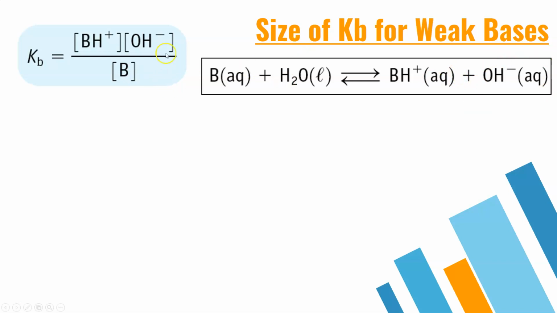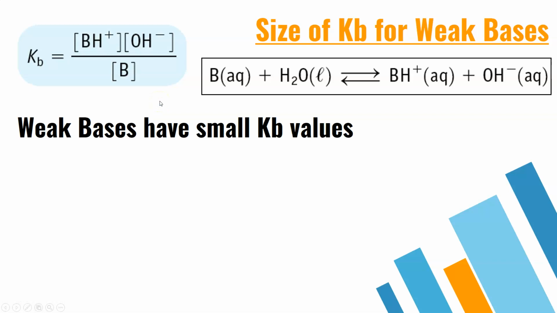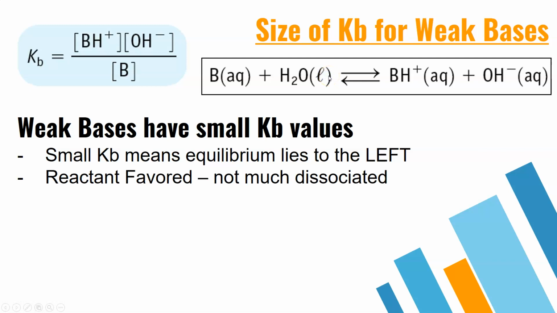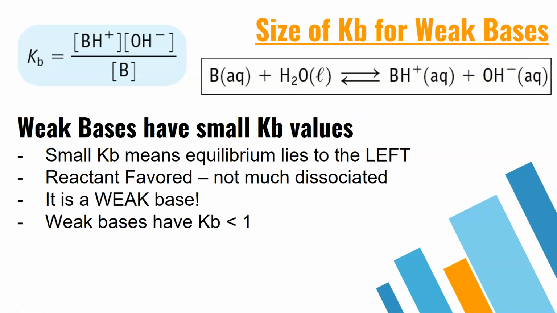So I'm going to have my products on the top and my reactants on the bottom. And weak bases should have small Kb values. That's telling me that most of it is going to stay like this. It lies to the left. It's reactant favored. Not much has dissociated. I don't have very much hydroxide floating around. That's what makes it weak. They should have a Kb of less than 1.